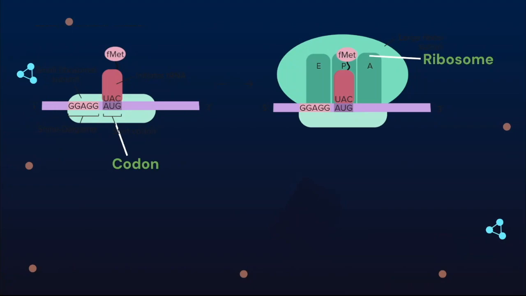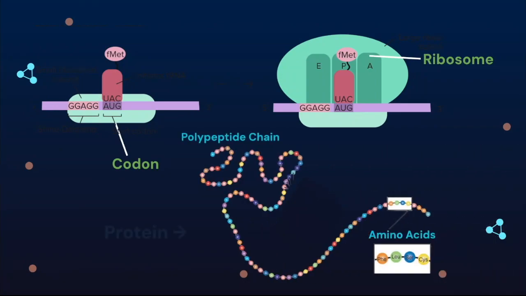Each codon corresponds to a specific amino acid delivered to the site by tRNA molecules. The continuation of this process results in a growing chain of amino acids called a polypeptide. Finally, after translation, the chain of amino acids folds into a complex 3D structure called a protein.